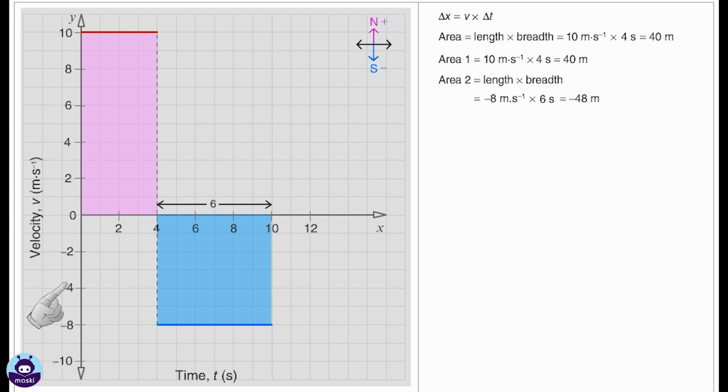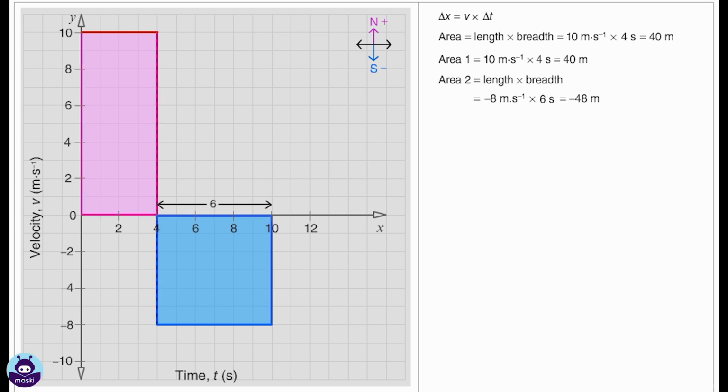Note that the velocity is negative, and we need to consider the signs. The negative sign before 48 does not mean that the area is negative, for area can never be negative. It means that the area is below the horizontal axis. In other words, the displacement is negative.